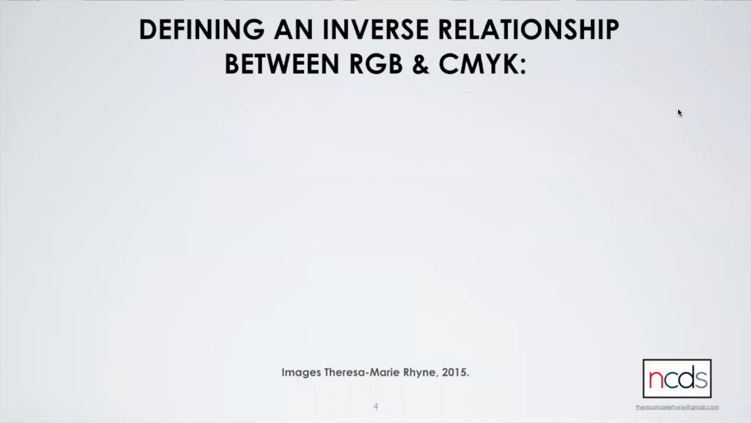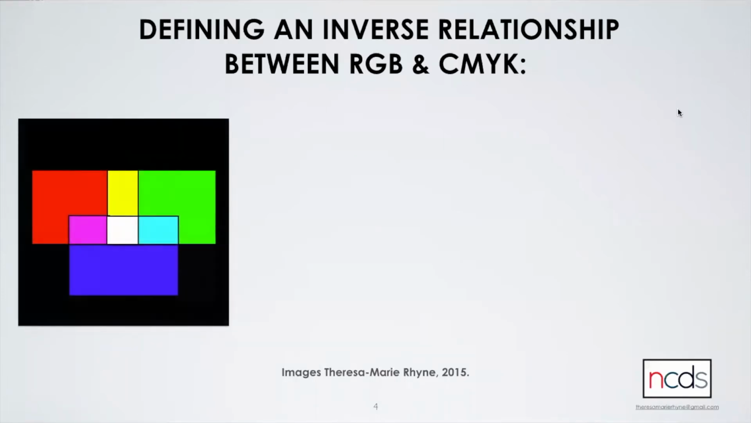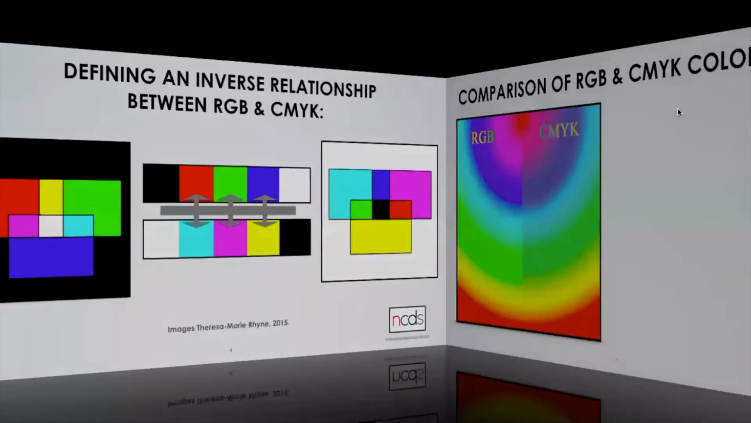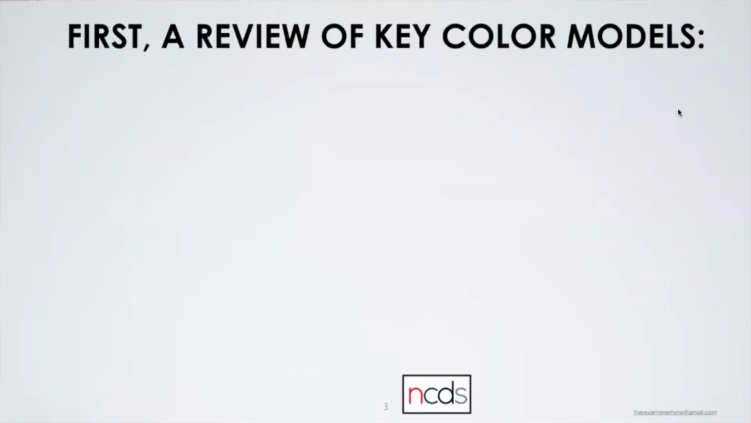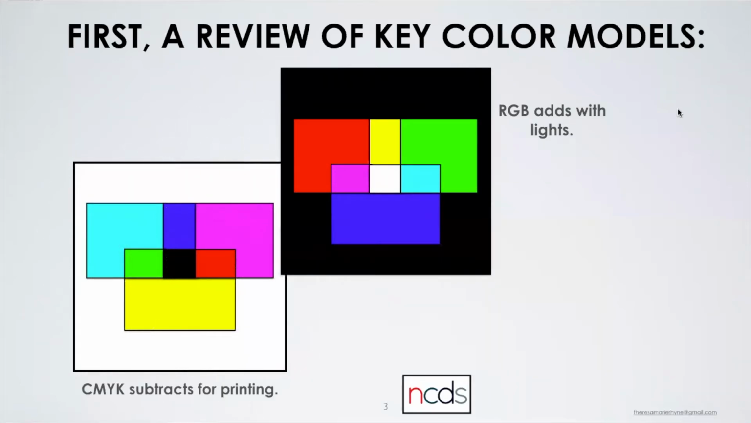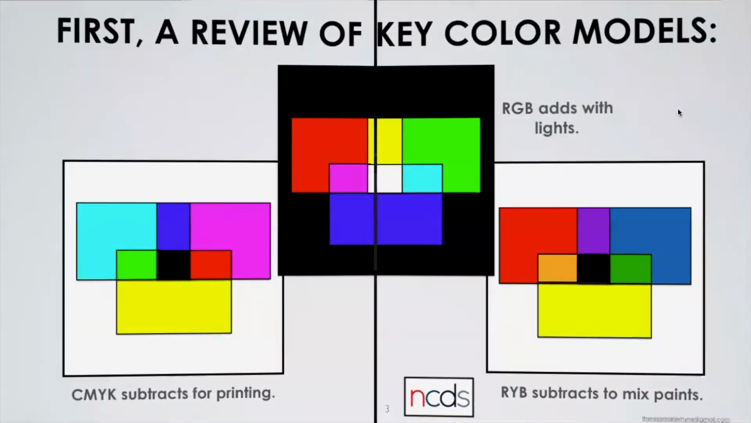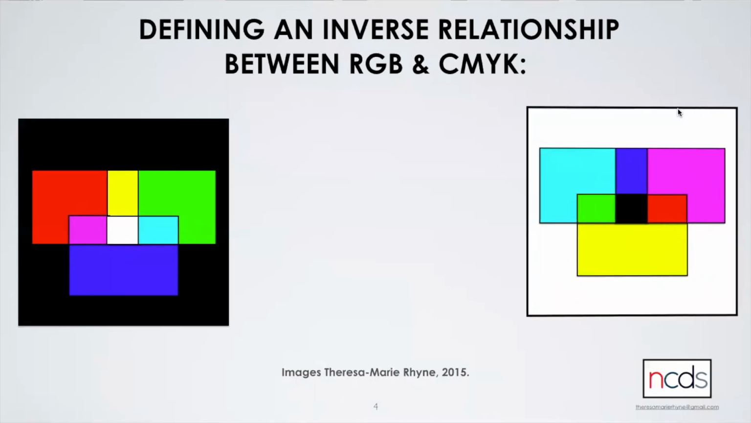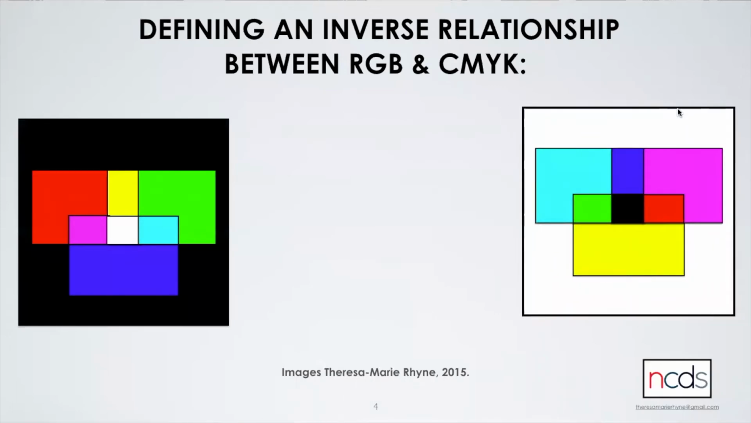So it turns out we can define an inverse relationship between RGB and CMYK, and that relationship is as follows. Oop, a little too fast on the trigger here. Let me get this back. We'll get it back. So there's our color models again. And now we're going to look at our relationship again. So this is RGB, CMYK, and as you can see, red and cyan are complementary to each other in this model. Blue and yellow are complementary. Green and magenta are complementary.